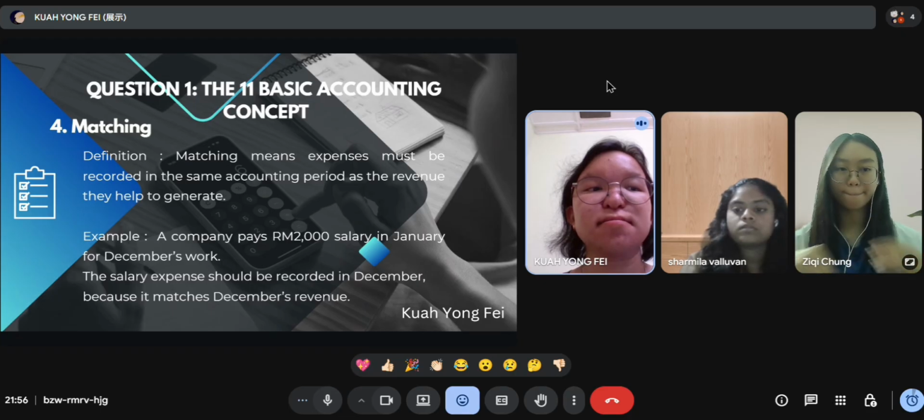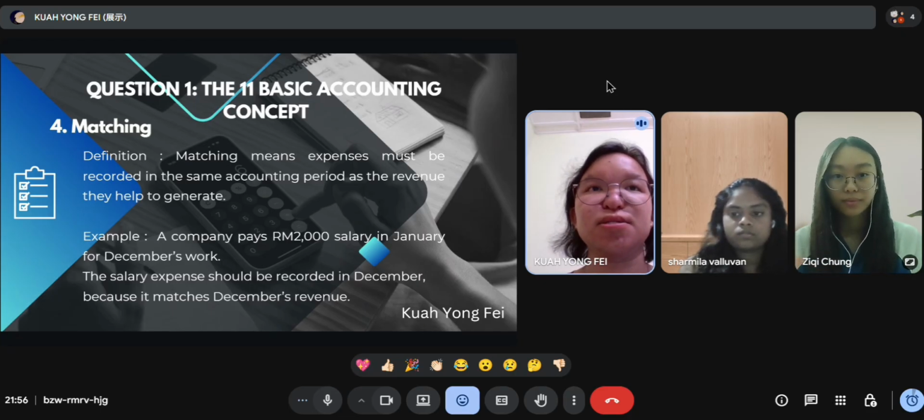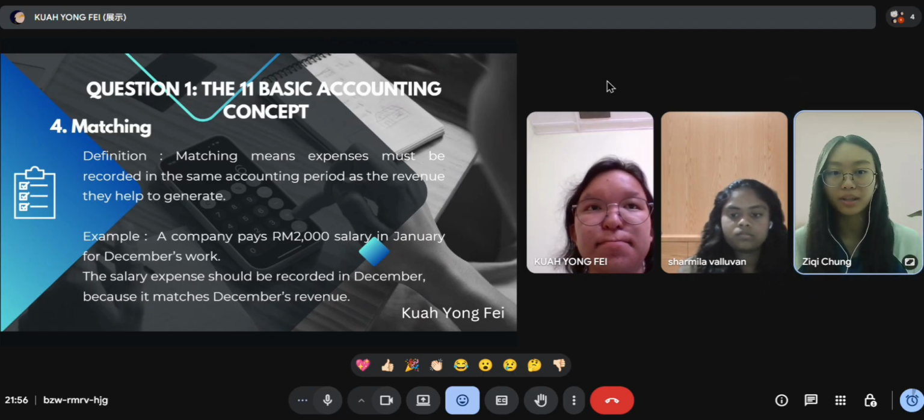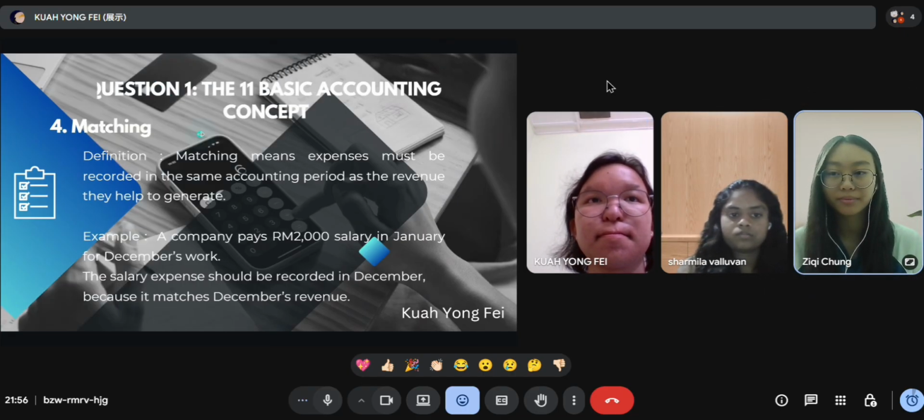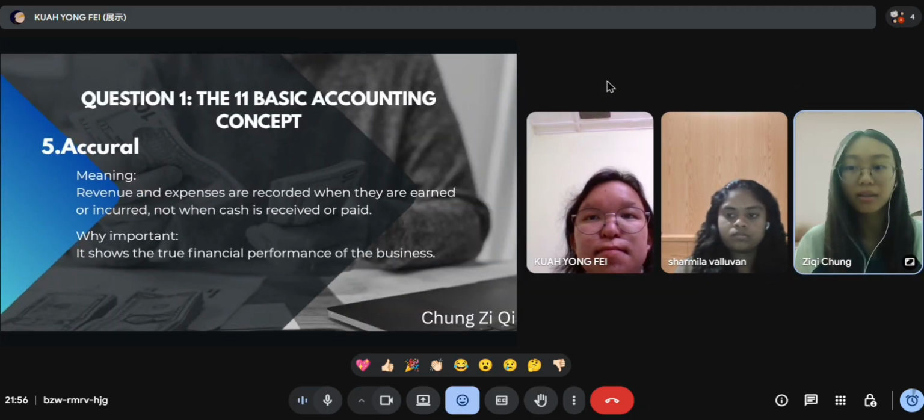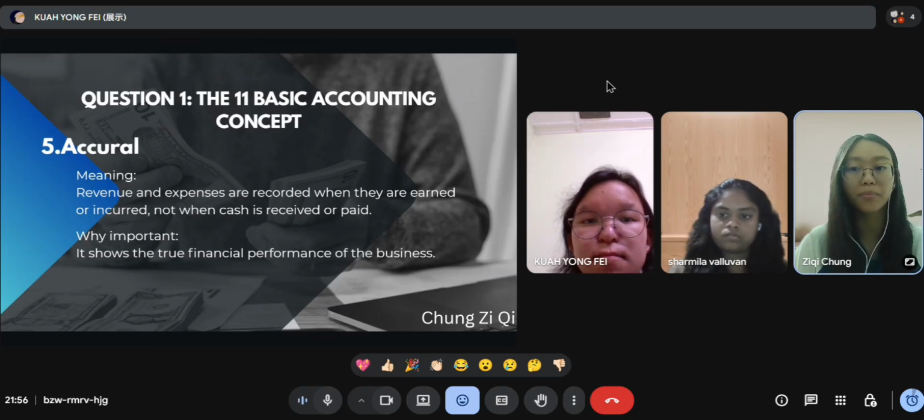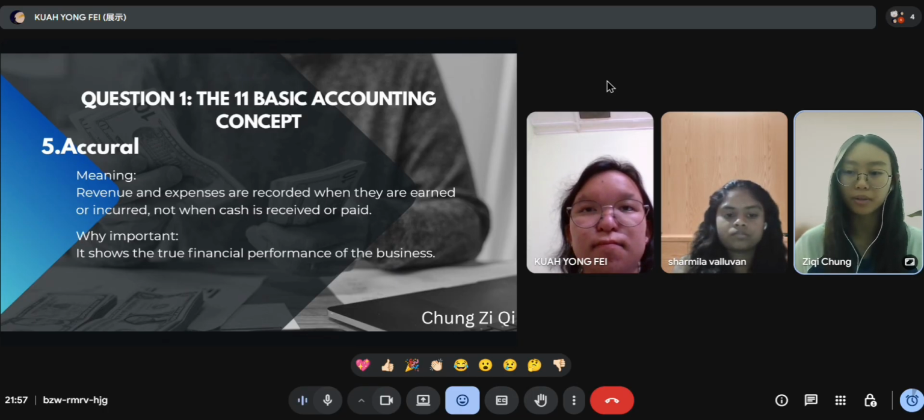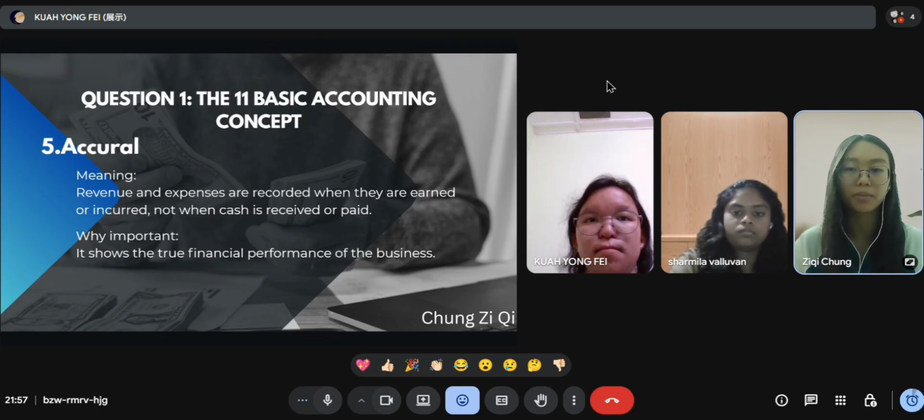So I will pass to Ziqi to continue the presentation. Okay, thank you, Yongfei. So now I will continue to explain the basic accounting concepts, which is accrual. Accrual means revenue and expenses are recorded when they are earned or incurred, not when cash is received or paid. For example, if the company used electricity in December but paid the bill in January, it is directly recorded in December. Why? Because the expense pertains to December, so it must be recorded in December. It's very important because it shows the true financial performance of the business.